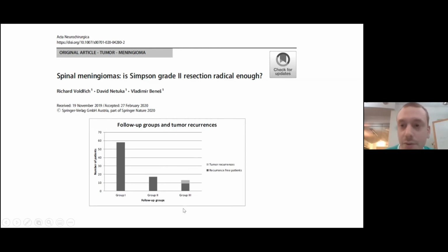And the mean age was 51 in those patients. So as in our case, if the patients are diagnosed with a spinal meningioma early on, we have to follow them for several years because they might end up having a recurrence after 6 years.